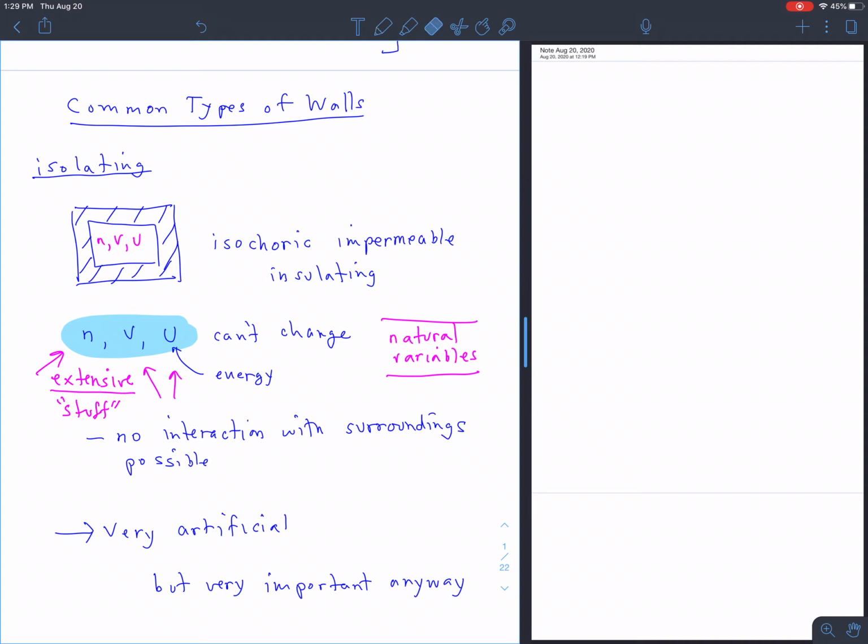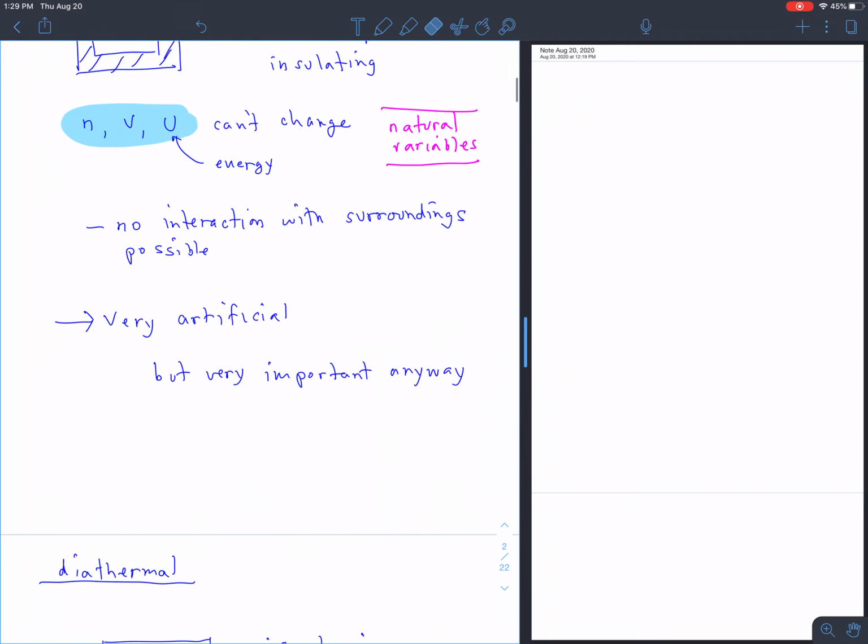And what an isolating system does, of course, is keep all this stuff inside. And so all these variables describing basically all the stuff that's conserved in an isolated system are extensive variables. Again, we'll talk more about that later.